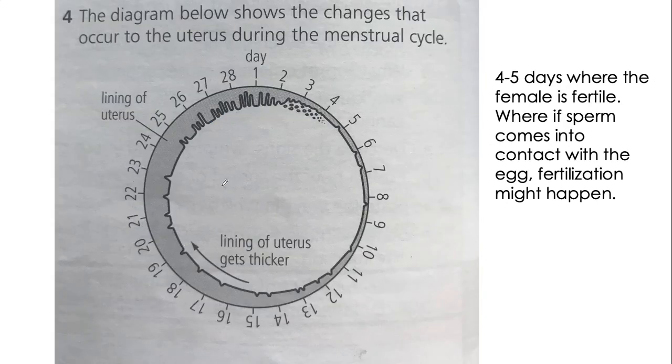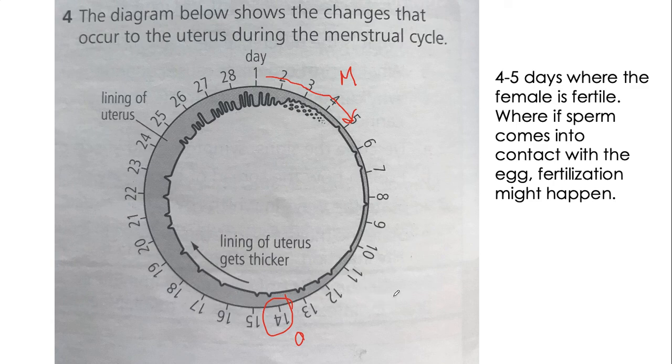So here's a little diagram to help you visualise it. Here we've got day 1, so the lining's getting thinner. This is menstruation. Okay, and then up to day 14, this is ovulation. And then the rest of it, it's getting thicker and thicker again.